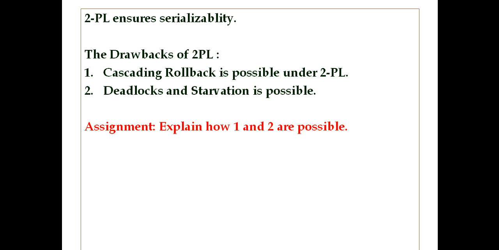Now, I am giving you an assignment: what is cascading rollback, and what is deadlock and starvation. You are going to comment your answer. Well, so let me tell you something. Cascading means the events are associated with each other. If one fails, then the others associated with it are also going to fail.